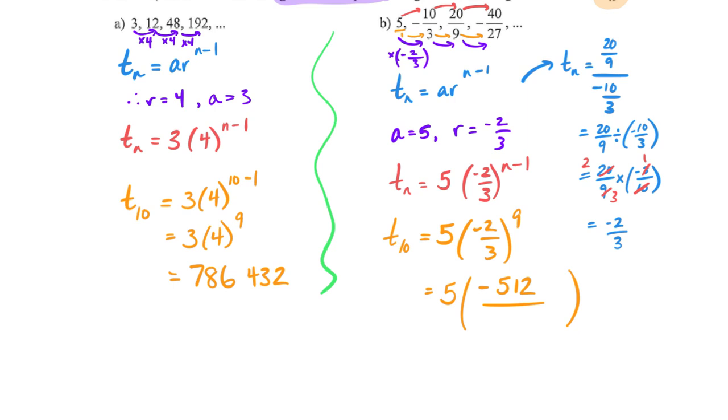There is our -512 on top, and you'll notice I have my negative because I know that my exponent is odd, which tells me that my simplified value will still be negative. And then on my denominator, I'm going to calculate 3 to the 9th, and I get 19,683. Yes, our numbers started to get big. I'm just going to clean up that bracket.